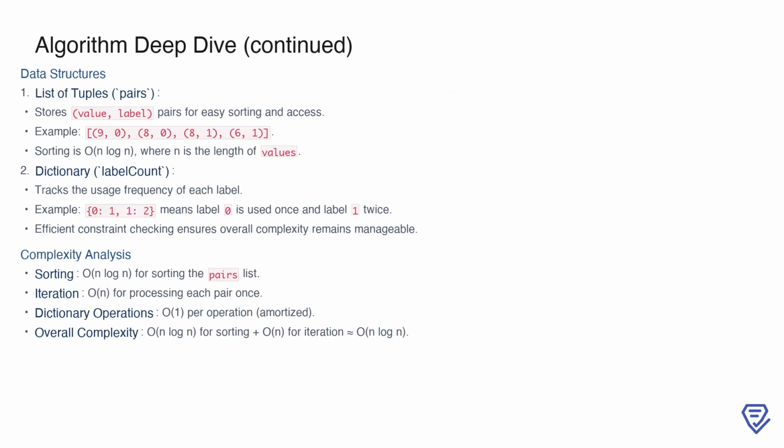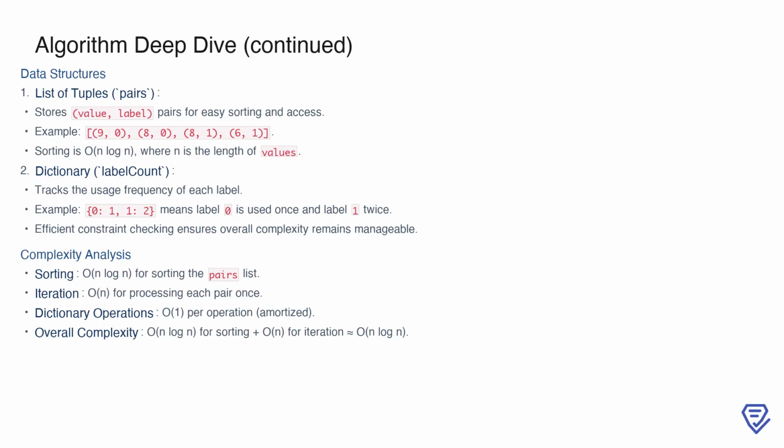To implement this algorithm efficiently, we rely on two primary data structures. The first is a list of tuples, referred to as pairs, which stores the (value, label) combinations. This structure makes it easy to sort the items by value and access both the value and label for each item. Sorting the list of n pairs requires O(n log n) time. The second key data structure is a dictionary called labelCount, which keeps track of the frequency of each label in the subset. For example, if labelCount equals {0: 1, 1: 2}, it means that label 0 has been used once and label 1 has been used twice.